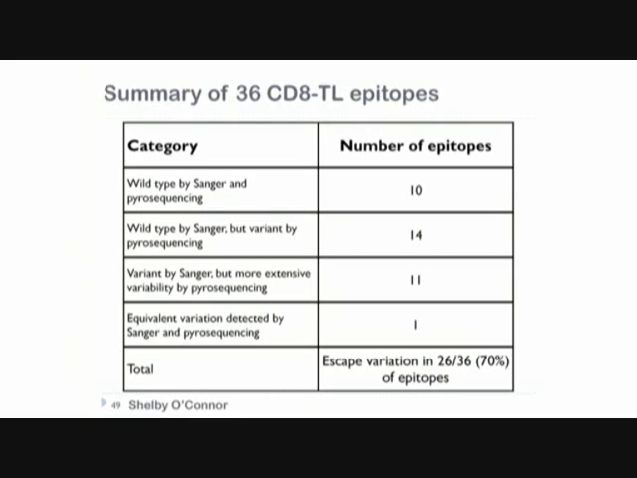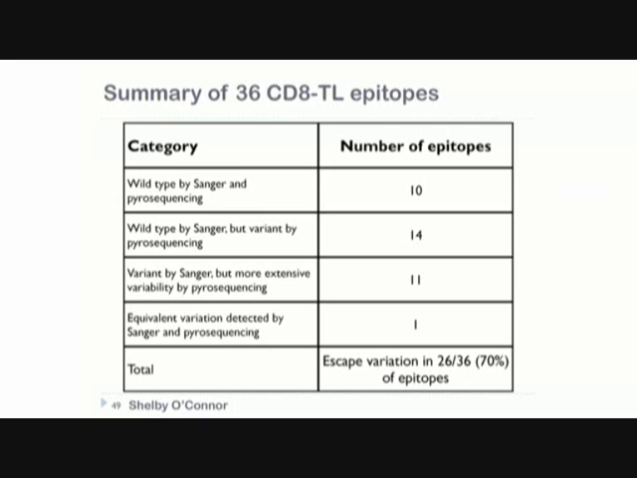And so when we summarized over the 36 epitopes, again, 12 epitopes per animal, 3 animals, what we found was that there were 10 epitopes that were wild type by both Sanger and pyrosequencing. There were 14 epitopes that we had identified previously as wild type by consensus Sanger sequencing, but were actually variable by pyrosequencing. There were an additional 11 epitopes where we had identified variation by Sanger sequencing, but detected more extensive variation by pyrosequencing.